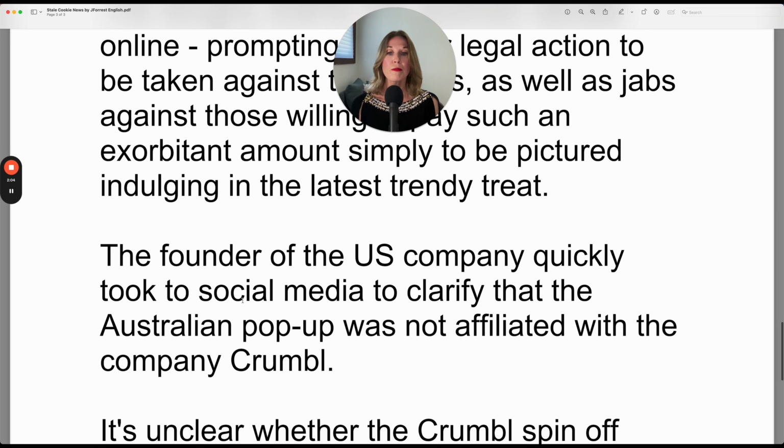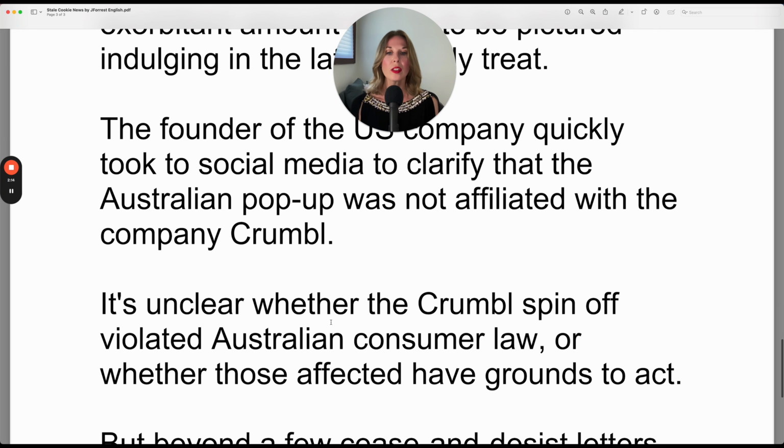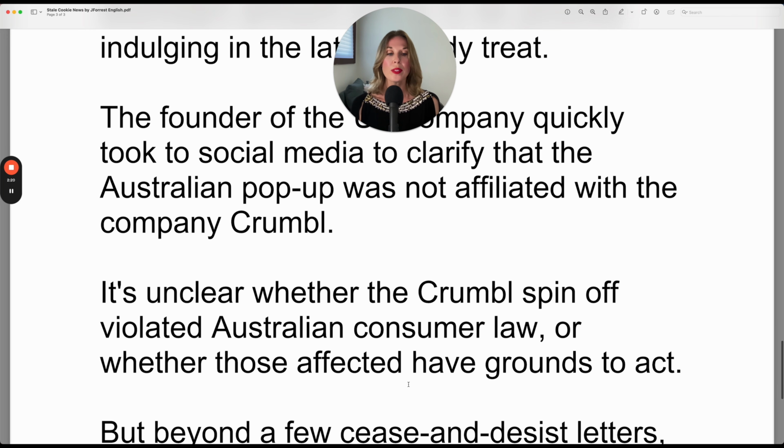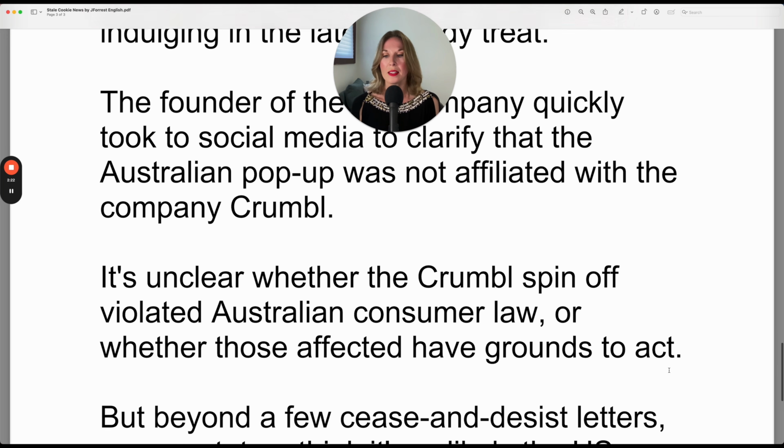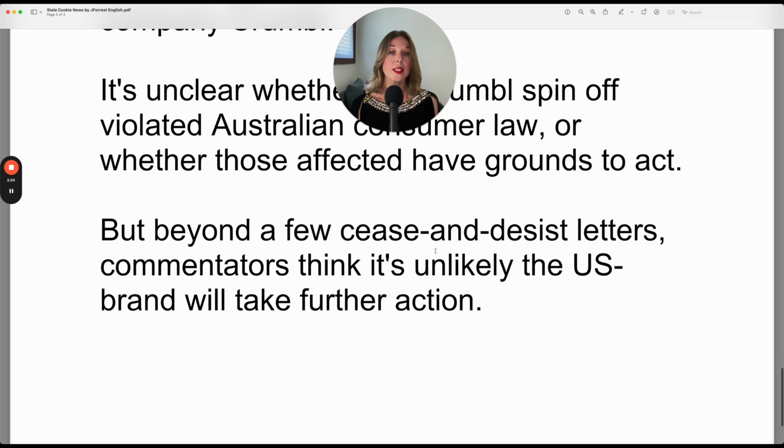The founder of the US company quickly took to social media to clarify that the Australian pop-up was not affiliated with the company Crumbl. It's unclear whether the Crumbl spin-off violated Australian consumer law or whether those affected have grounds to act. But beyond a few cease and desist letters, commentators think it's unlikely the US brand will take further action.